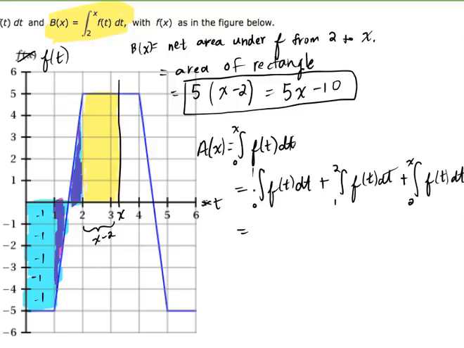And I'm doing that because the integral from 0 to 1 is just that rectangle, but it's below the x-axis, so negative 5. The integral from 1 to 2 is 0 because those triangles cancel. And then the integral from 2 to x we found up here is 5x minus 10. So this integral is coming from that integral. That integral is 0 and that integral is negative 5. So then simplifying, we just get 5x, looks like minus 15.